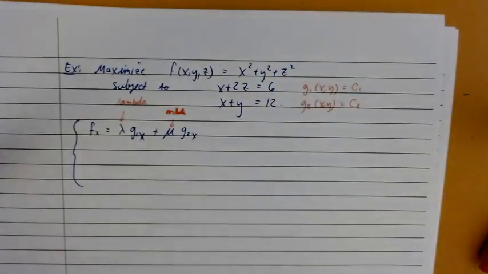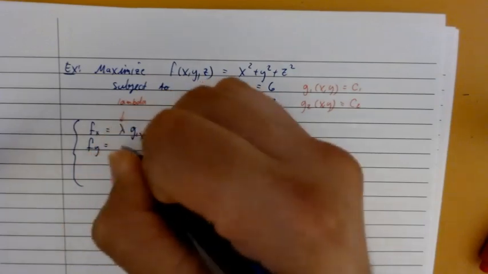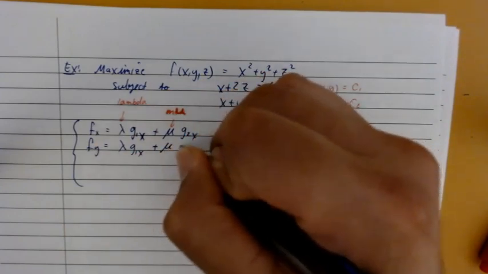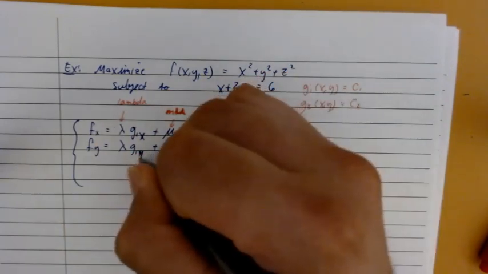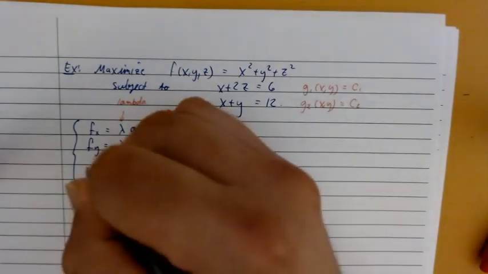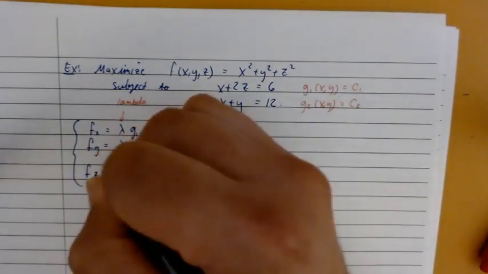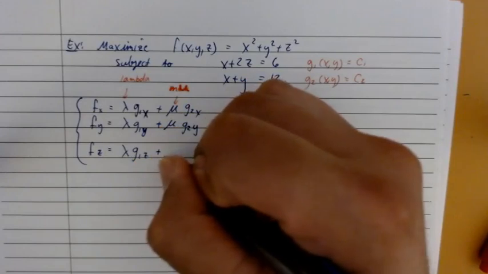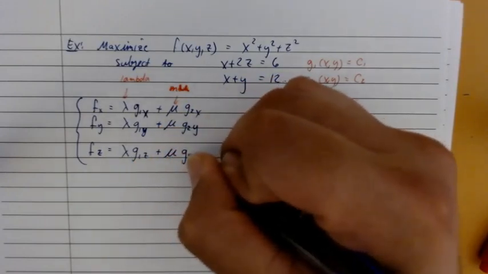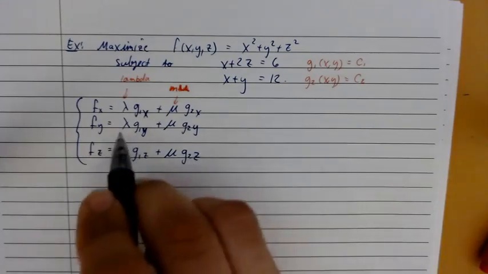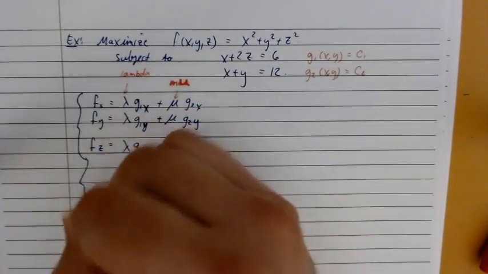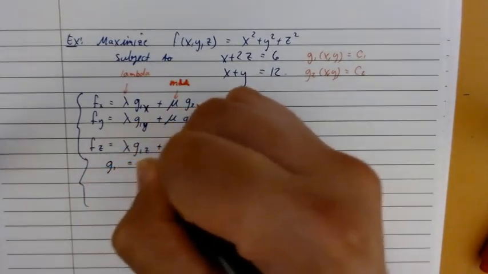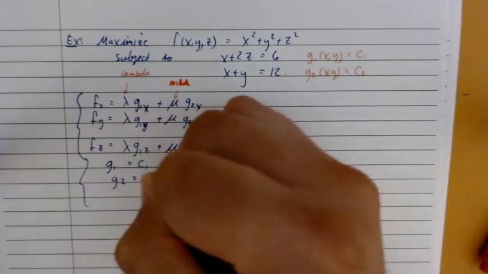So that's going to be lambda g sub 1x plus mu, and again, mu is just some other constant, another Lagrange multiplier, times g2 sub x. And then I'll have f sub y equals lambda g1 sub y plus mu g2 sub y. Then I'll have f sub z equal to lambda g1 sub z plus mu g2 sub z. And then I'd have my constraints, which is just g1 equals my first constant, and g2 equals my second constant.